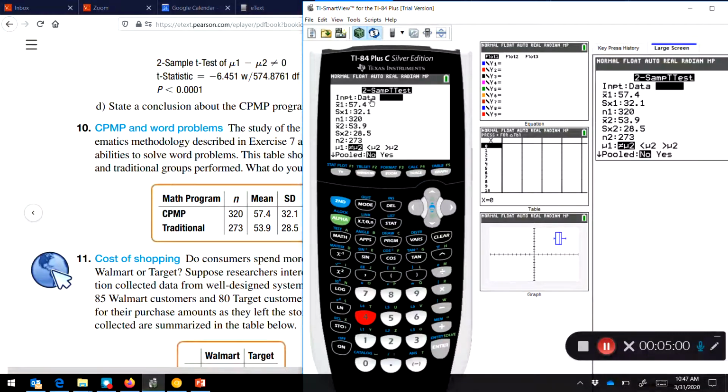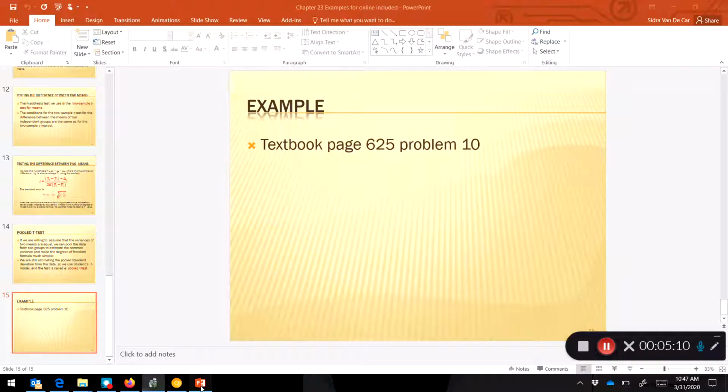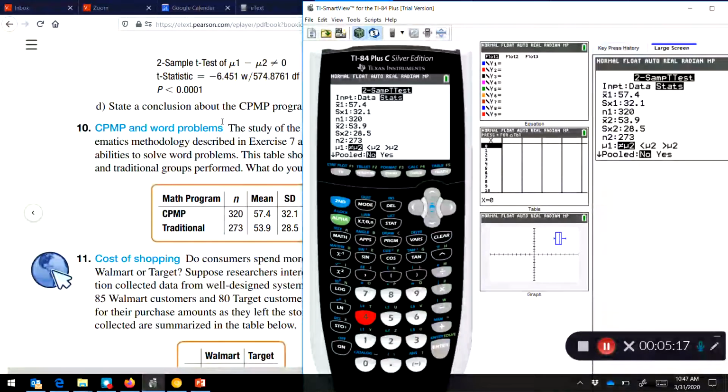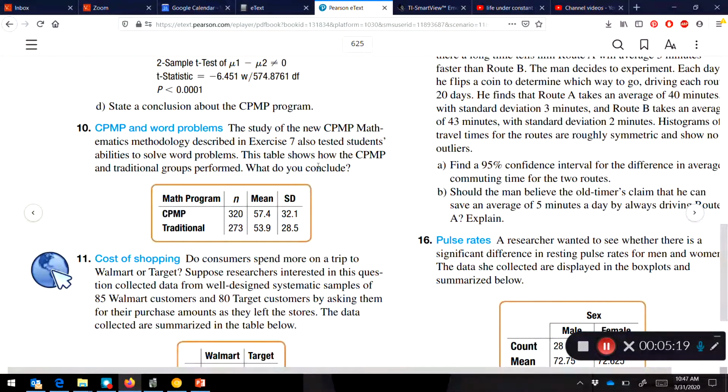Now I don't have the data in a list, so I choose the stats option. I already entered all of it for you. The hypothesis test that I'm going to do, well, I need to decide. So we go over here and we say, what are we looking at here? By the way, the word problem says, what do we conclude? It doesn't say we want to know whether they're better or less or anything like that.